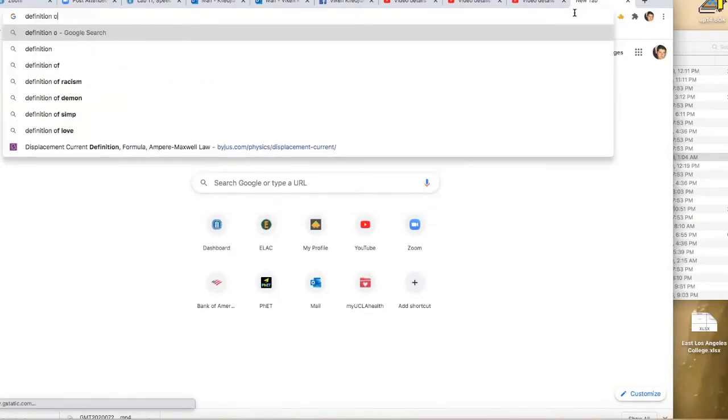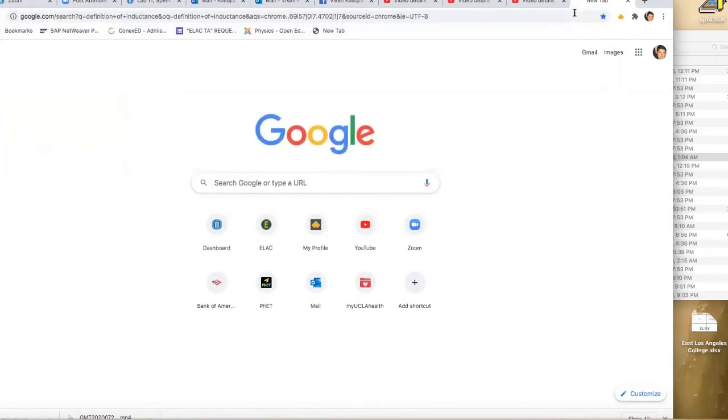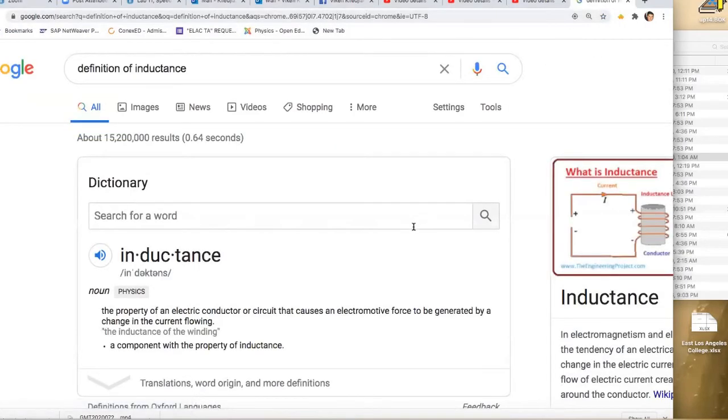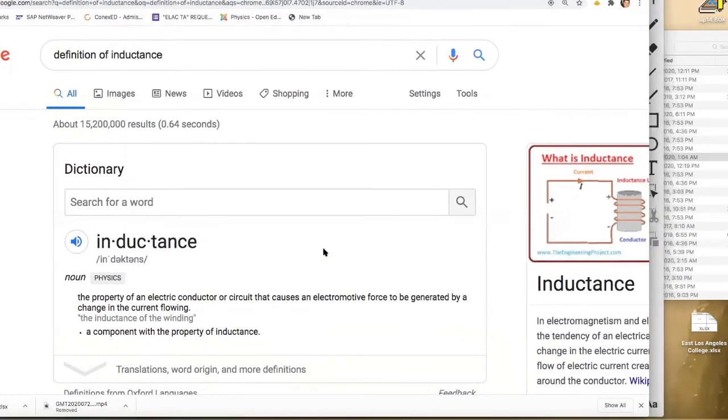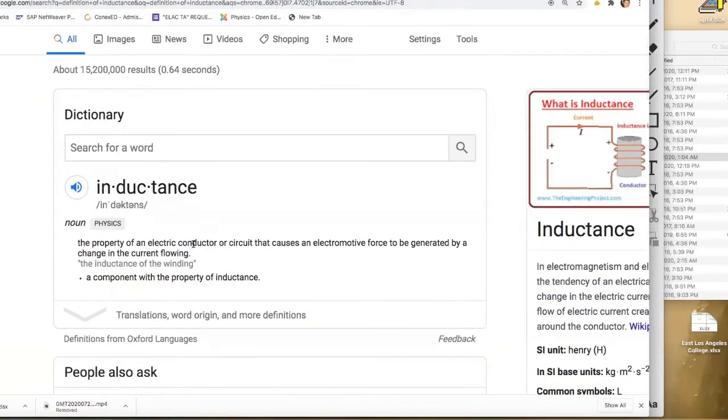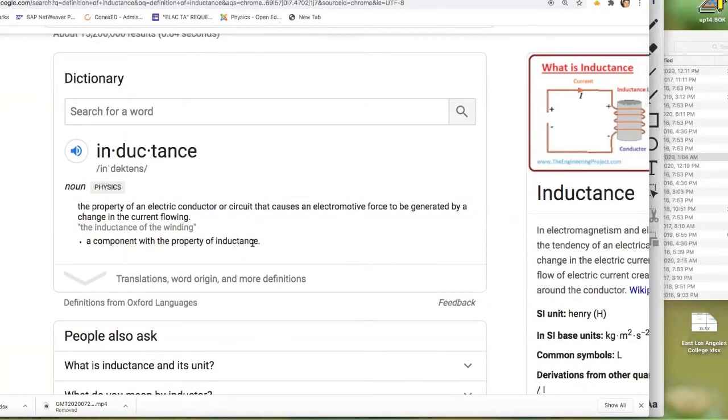Definition of inductance. Let's see here. The everyday definition: the property of an electric conductor or circuit that causes an electromotive force to be generated by a change in the current flowing. Does that make sense? That's a more everyday type of definition. The property of an electric conductor or circuit that causes an electromotive force to be generated by the change in the current. You see?